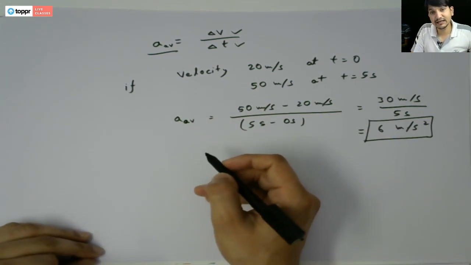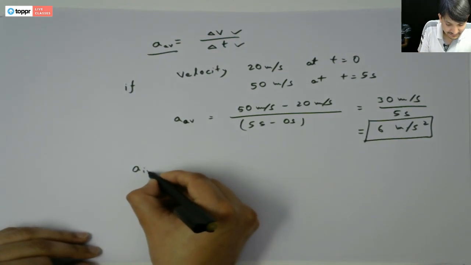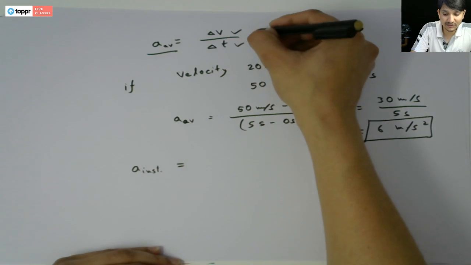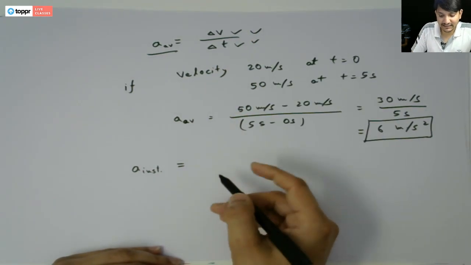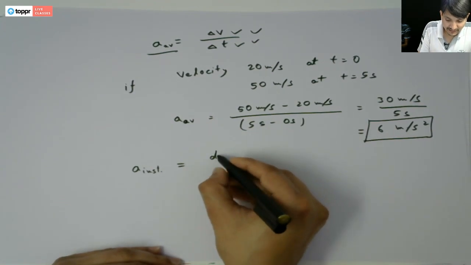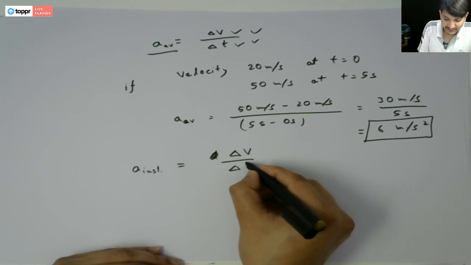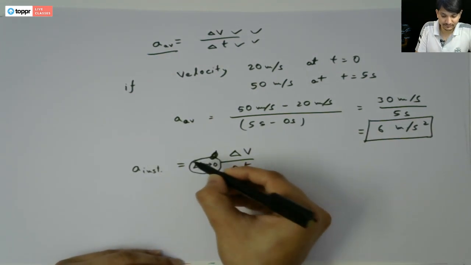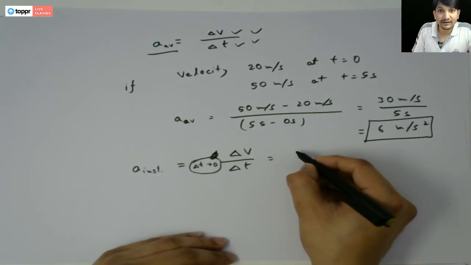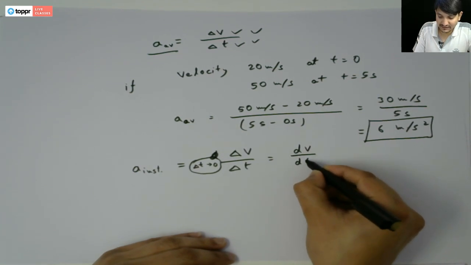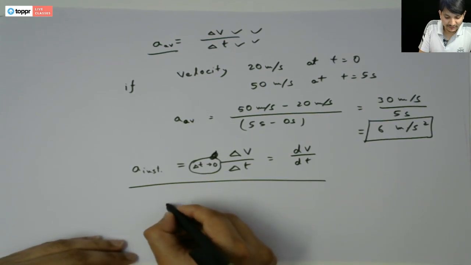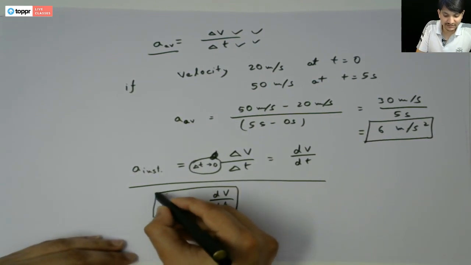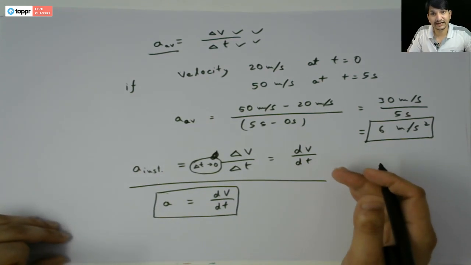In the same way, we may find instantaneous acceleration. For that we would need to find a very small change in velocity and time. So that would be given by delta v by delta t, while delta t is almost 0, and this is called the derivative of velocity with respect to time. So that gives us the formula a equals dv by dt. You will come to know about this concept once you get a basic understanding of calculus.